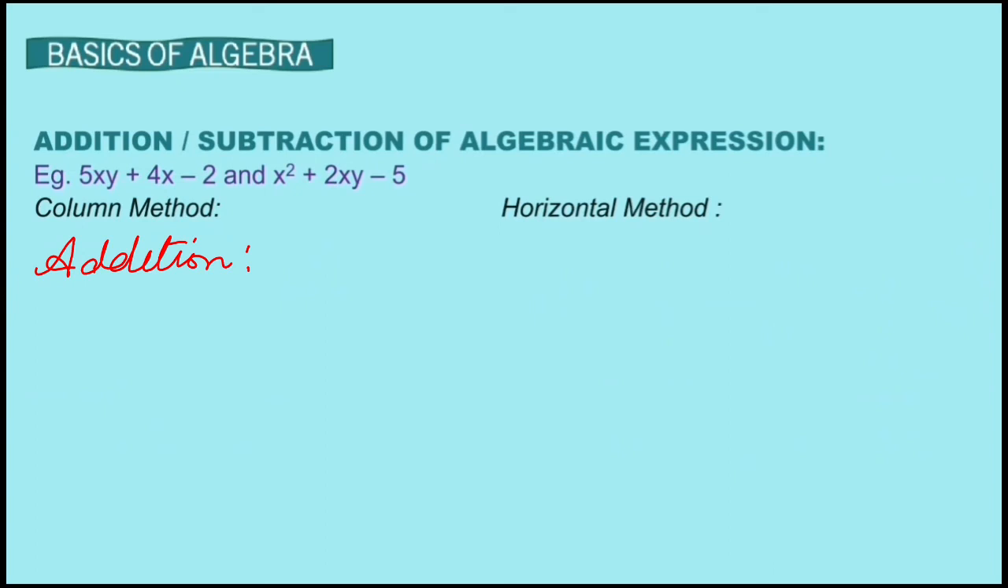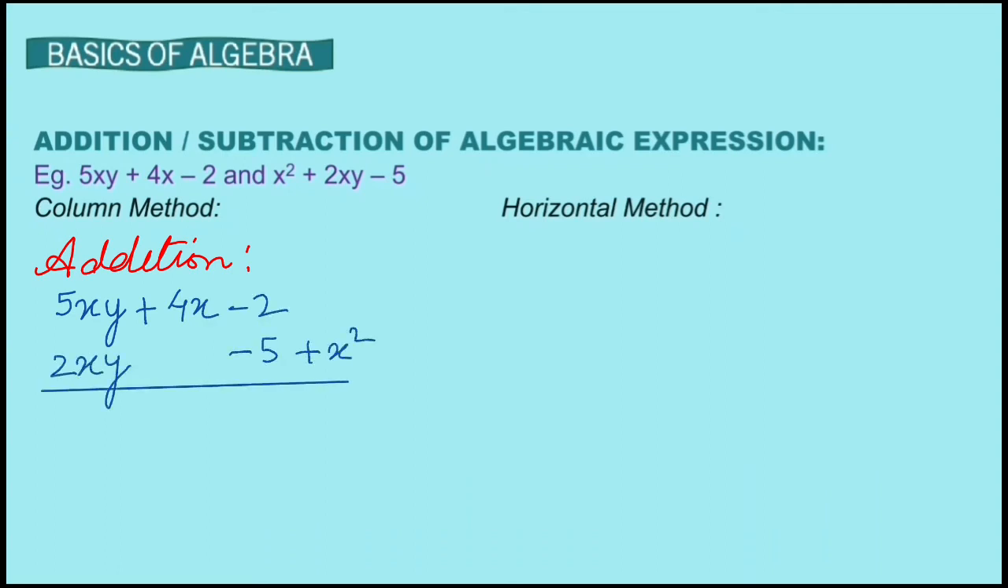Let us discuss it. First I'll discuss addition. On arranging the expressions one below the other, x square will go in the end because there's no like term. 2xy will come under 5xy and minus 5 will come under minus 2. Now add downwards. 5 plus 2 is 7, so the first term becomes 7xy. Then 4x, and minus 2 minus 5 is minus 7. This way the complete answer is 7xy plus 4x minus 7 plus x square.